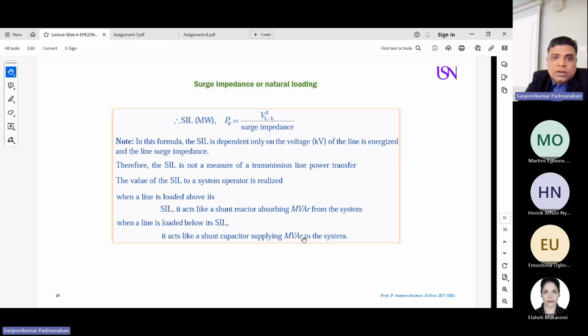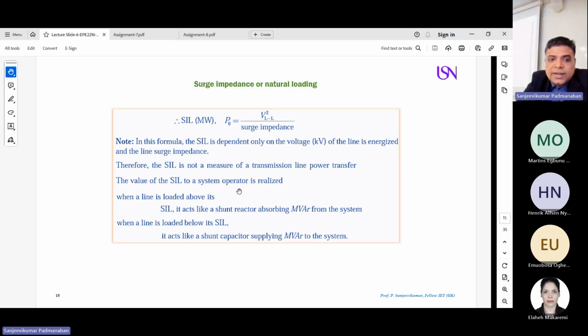So that's why it's very important to calculate your surge impedance loading in megawatts, which is calculated as the line voltage V squared divided by the surge impedance. So in the formula, the natural loading depends fully on the voltage because it is directly proportional to the square of the voltage. The voltage in high transmission lines is in kV, and this is very important. So SIL is not measured in very high power lines. We can't measure it, but it can be realized by the system operators.